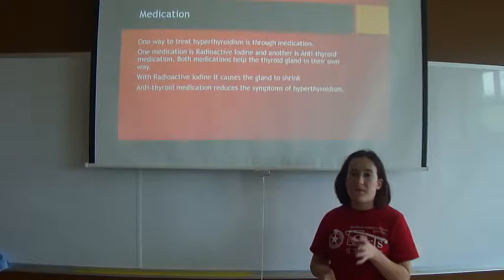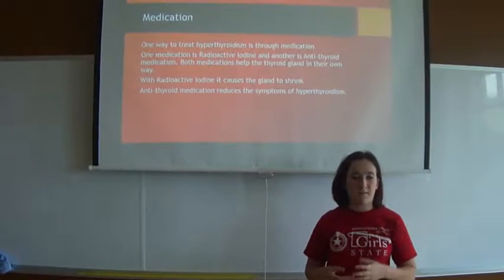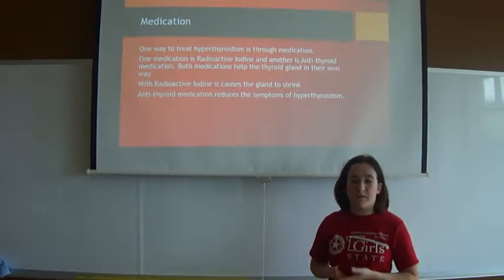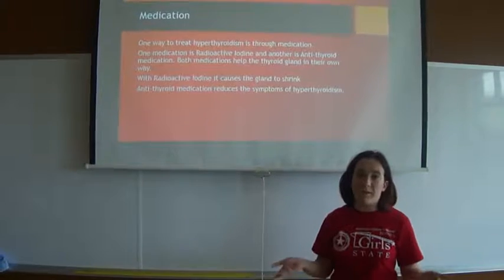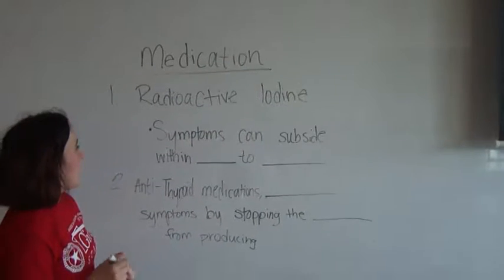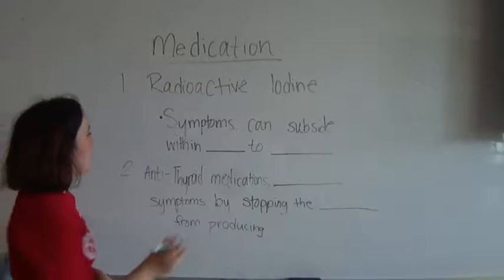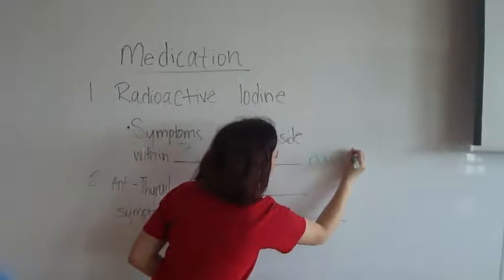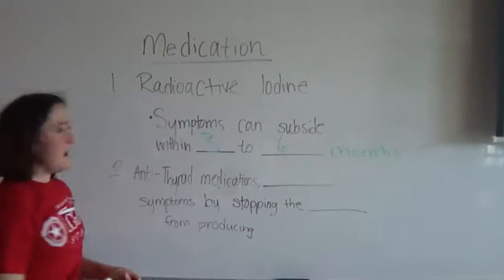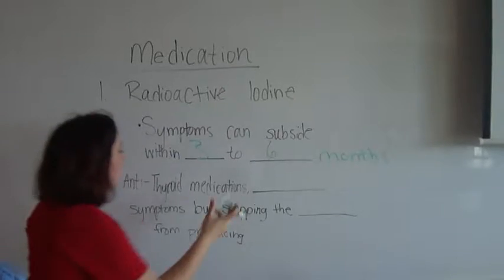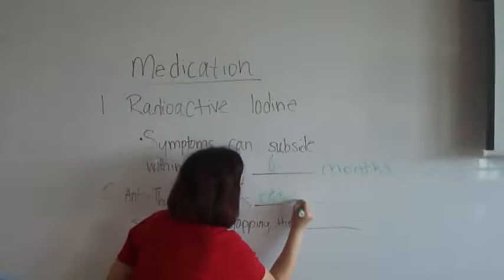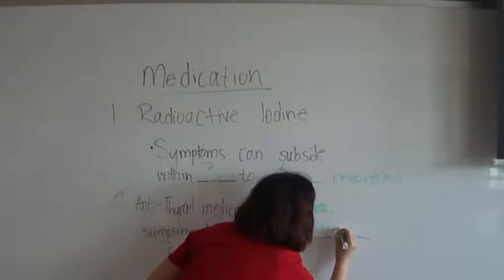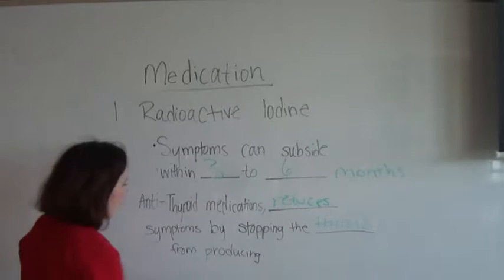Radioactive iodine causes the gland to shrink. Also, it reduces the symptoms that have appeared with the thyroid gland. With radioactive iodine, symptoms can subside within 3 to 6 months. Now the antithyroid medications reduce the symptoms by stopping the thyroid from producing hormones.